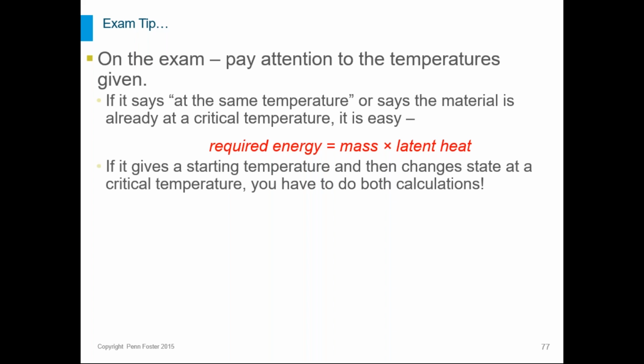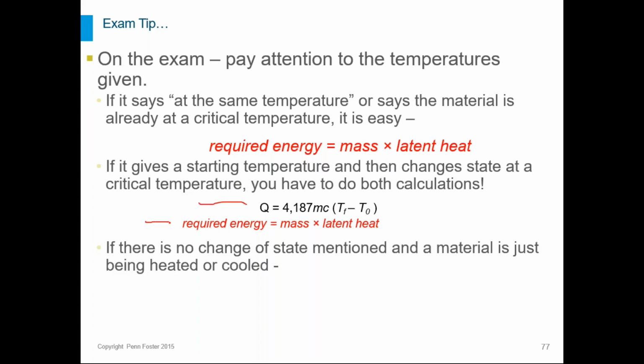If it gives you a starting temperature and then says it changes state at a critical temperature, just like our lead, it started at 20 degrees, it melts at 327 degrees, then you have to do two calculations. First, find the amount that it takes just to heat the lead up, then the amount that it takes to actually melt the lead.